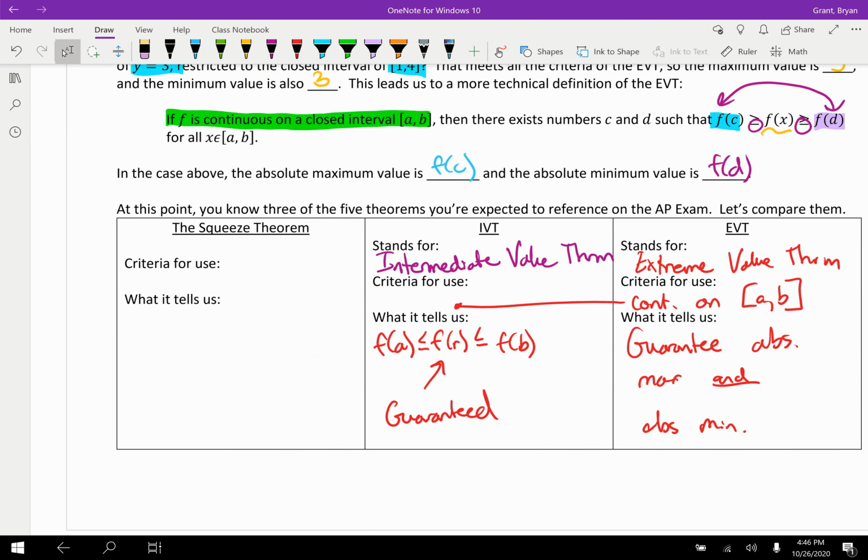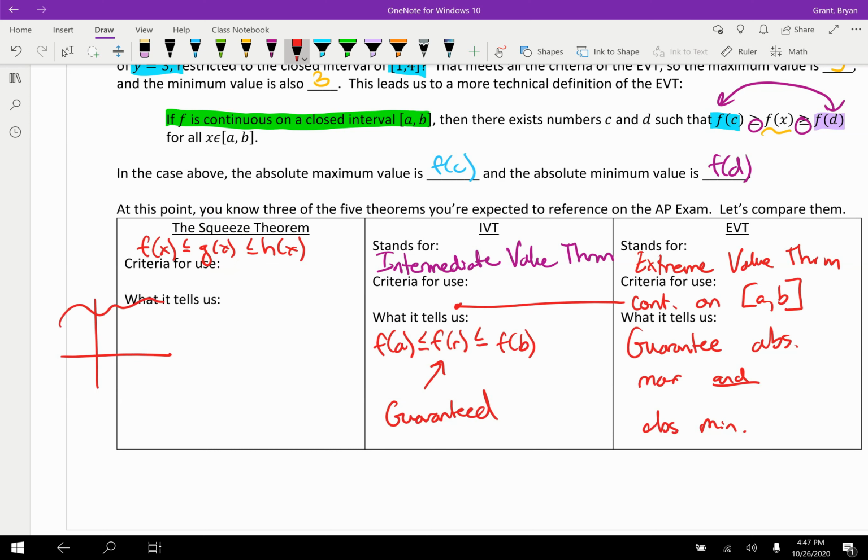And the squeeze theorem, the lovely, lovely squeeze theorem. Well, what's the criteria for use? The criteria for use in this case is 2 things. First, we need to know that, and we're going to do three functions here, f of x has to be less than or equal to some function g of x, which is less than or equal to h of x. Basically, g of x, this whole function, has to be between f and h, right?